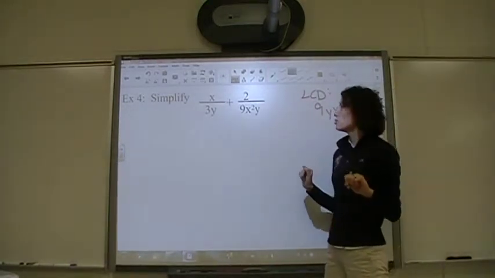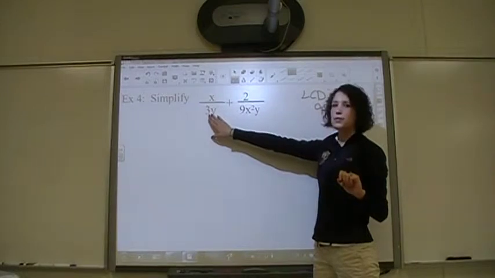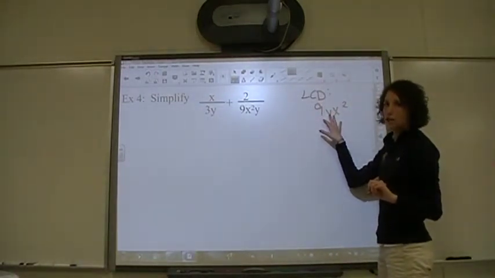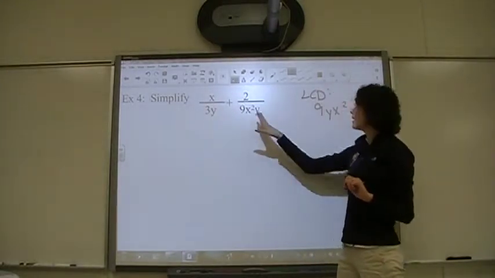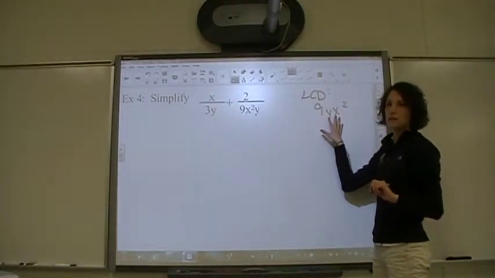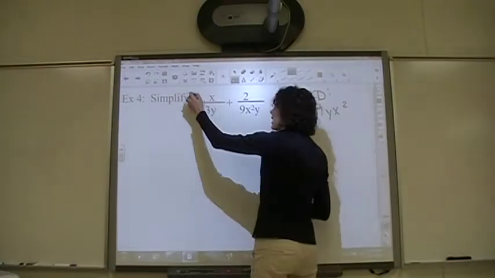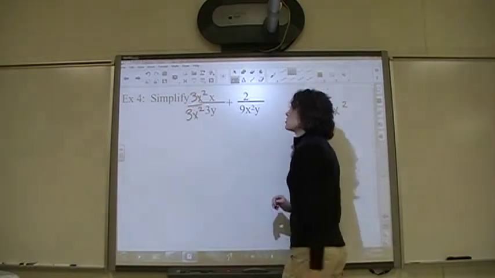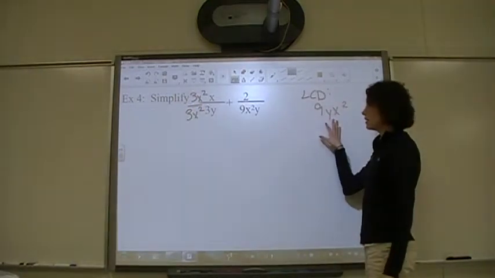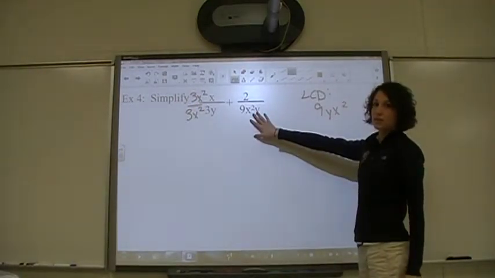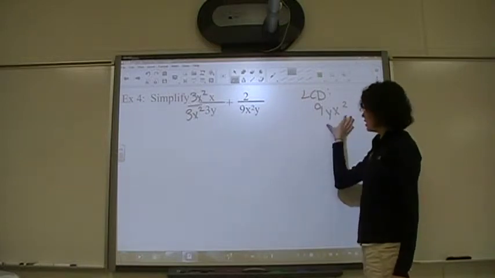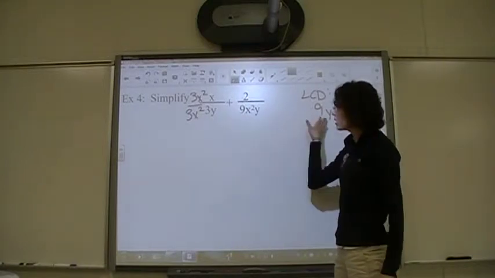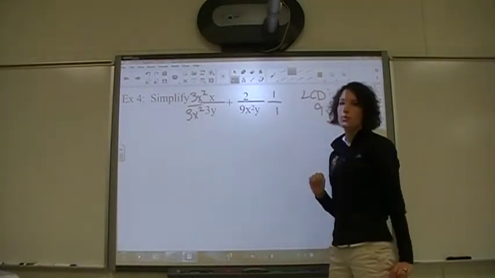Now what you want to do is think, okay, I have 3y. I want 9yx squared. So what do I multiply 3y by to get 9yx squared? You multiply by 3x squared. So 3x squared over 3x squared, because I want to get 9yx squared. I have 9yx squared in this second fraction, and I want 9yx squared, so I have what I want, so just multiply by 1 over 1.